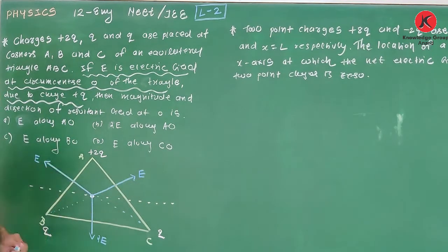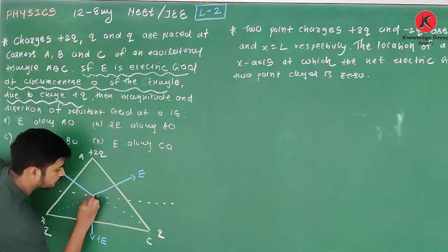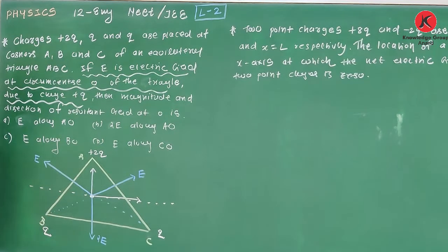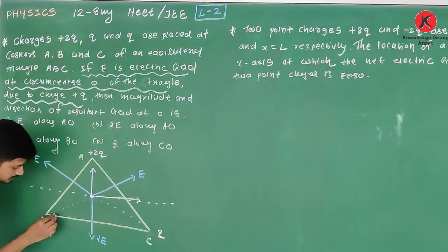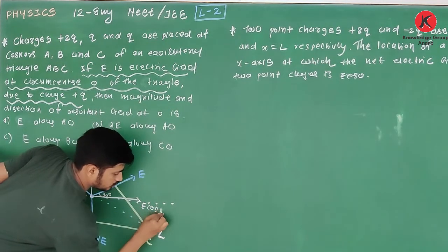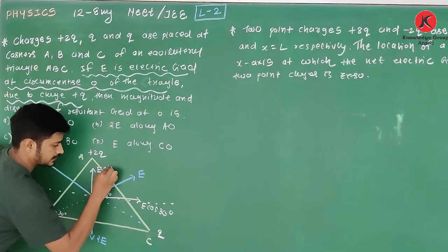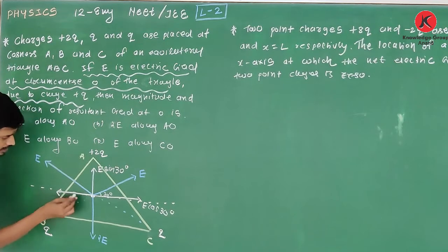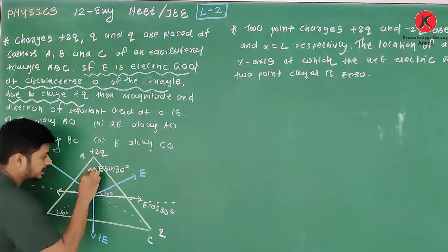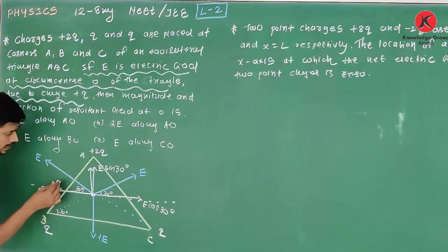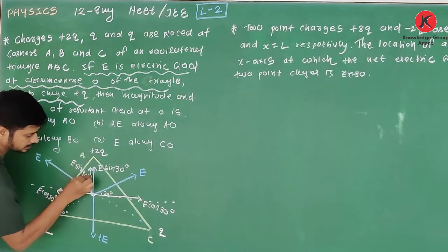I will resolve this E into components, one component in this direction and one in this direction. To resolve it we need the angle. It is an equilateral triangle, so this angle is 60, so obviously this angle will become 30. So this component is E cos 30 and this component is E sin 30. Similarly, we resolve the other E into components, one in this direction and one in this direction. Again the angle is 30, so it is E cos 30 and here E sin 30.